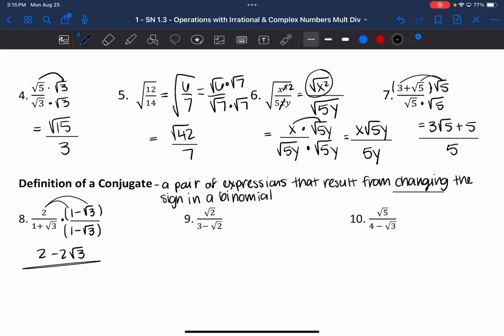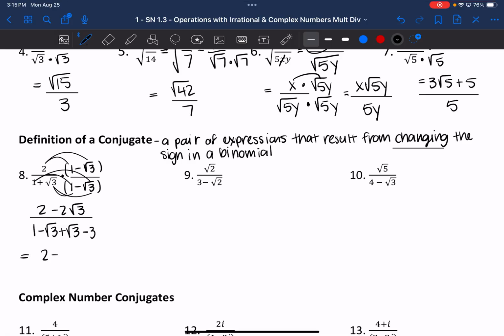Okay? And then when we multiply in the denominator, you will see why we multiply by the conjugate instead of by the exact same denominator. So we're going to have 1 times 1, which is just 1, and then 1 times negative root 3, which is negative root 3, and then root 3 times positive 1, which is positive root 3, and positive root 3 times negative root 3, which would just be negative 3. So in the numerator, we've got 2 minus 2 root 3. Over here, we've got a negative root 3 and a positive root 3, which would give us 0. And then I've got 1 and negative 3, which are like terms that I can combine. So this would just give me negative 2.